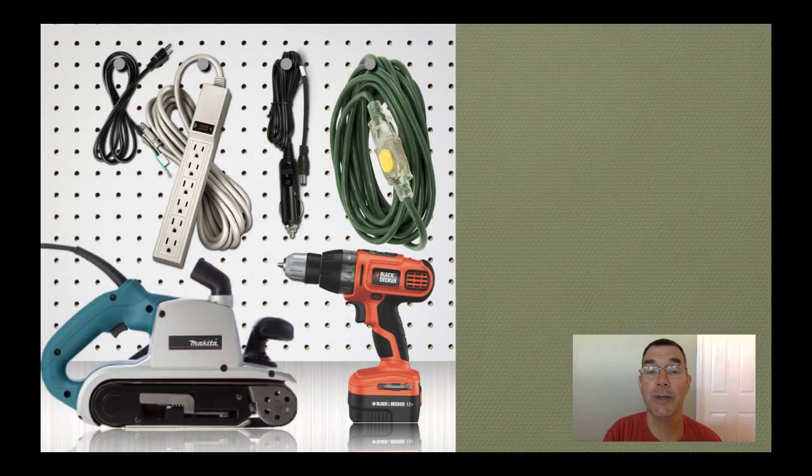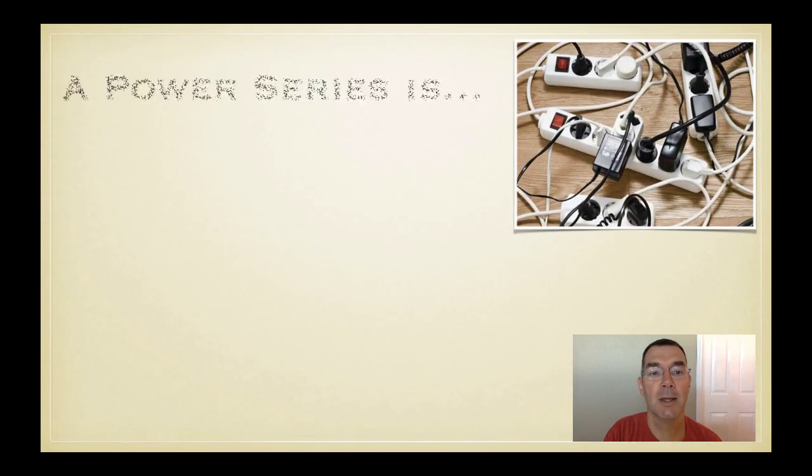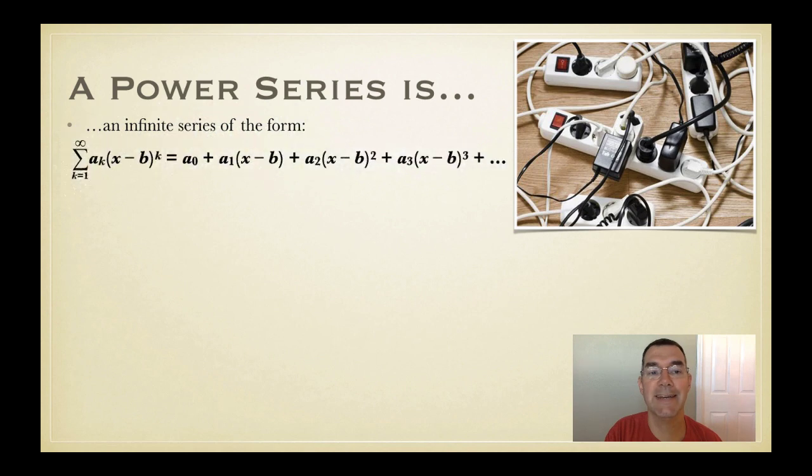Hello again. We are going to finish off this unit by talking about a specific kind of series, which is known as a power series. So let's get started. A power series is basically an infinite series of the form where every term is some constant times (x minus b) to the k, and k starts at 1 and goes off to infinity. So I've expanded it there for you.